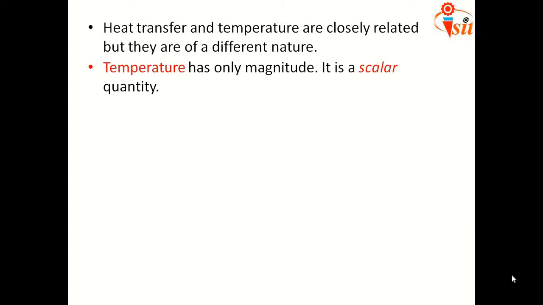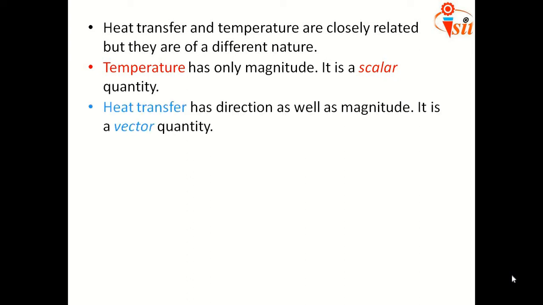Temperature has only magnitude. It is a scalar quantity. It has only magnitude and does not have direction. Heat transfer has direction as well as magnitude, and since it has both, we call it a vector quantity. So that is the basic difference between these two: temperature is a scalar quantity and heat transfer is a vector quantity.